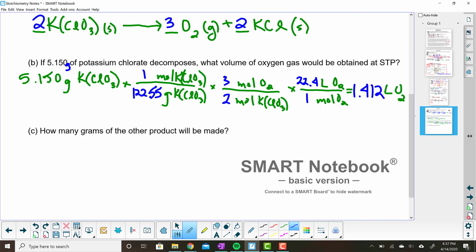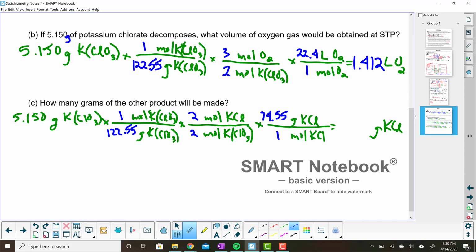All right, I got one more question for you. It says how many grams of other product will be made? So that other product would be potassium chloride. Go ahead and pause the video, see if you can do this calculation. All right, when you calculate all of this out, you should be able to make 133 grams of potassium chloride with sig figs.